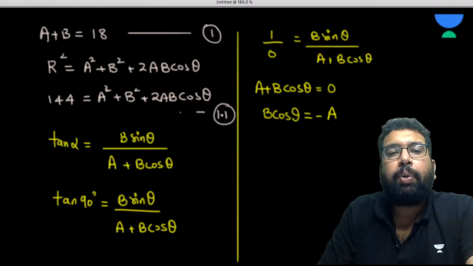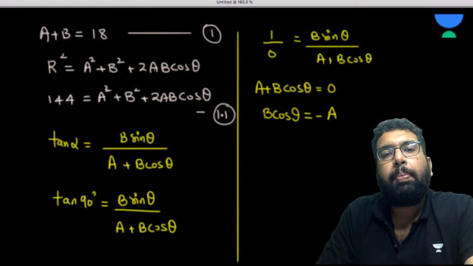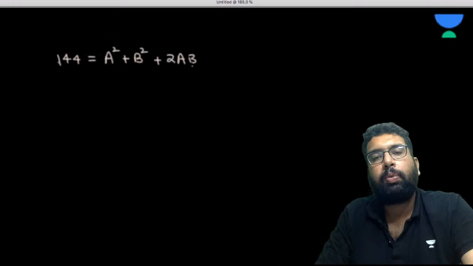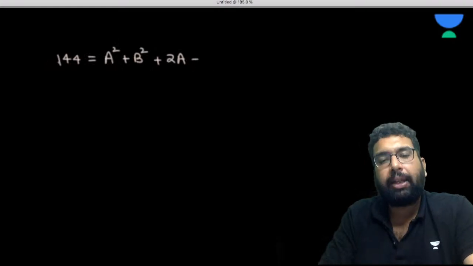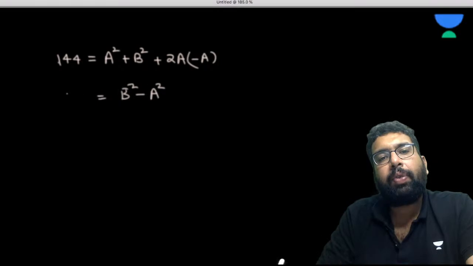Now, if I put it here, it will become 144 a square plus b square plus 2ab cos theta. So b cos theta I can replace with minus a. So this will become b square minus a square is equal to 144. So I may write it like this also now. b square minus a square is equal to 144.